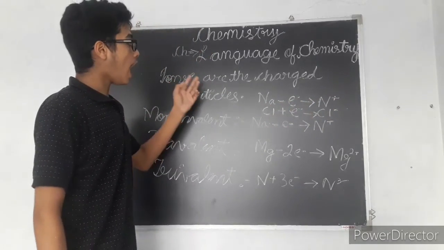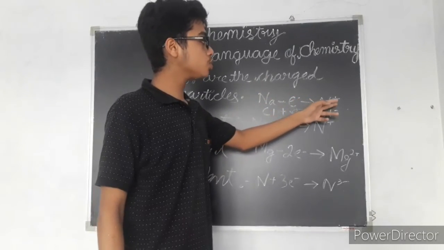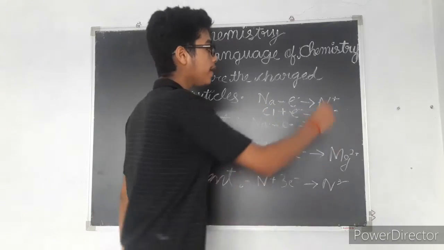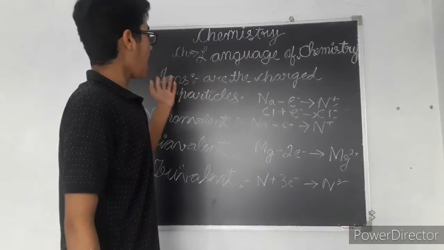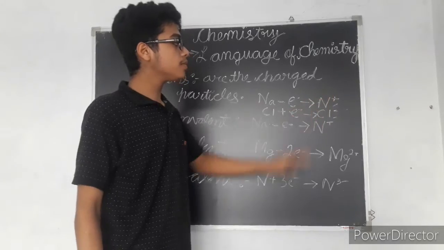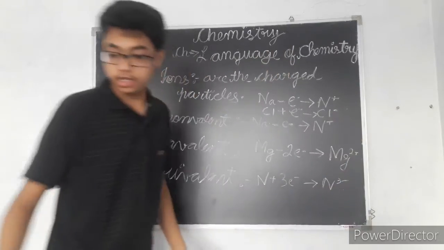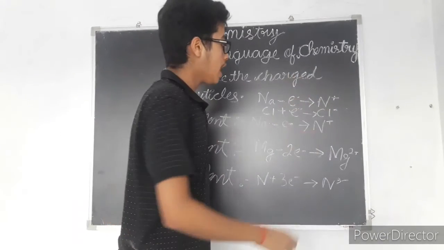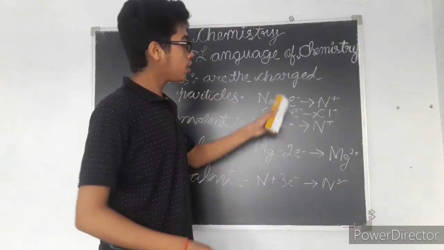So what is an ion? Ions are the charged particles. After giving one electron, sodium becomes charged, and after taking one electron, chlorine also becomes charged, one positively and the other negatively. So they both become ions. Ions are the charged particles, but when they are positively charged ions, they are called cations, and when they are negatively charged ions, they are called anions.